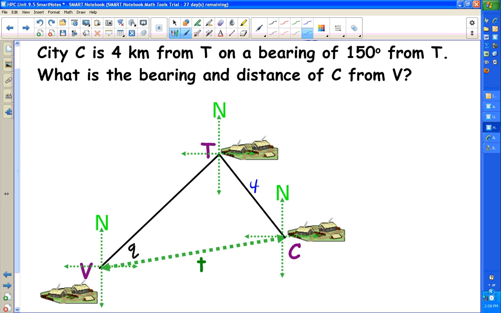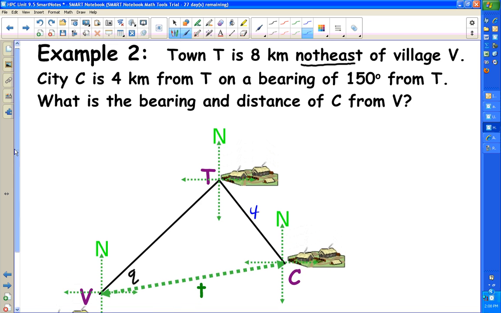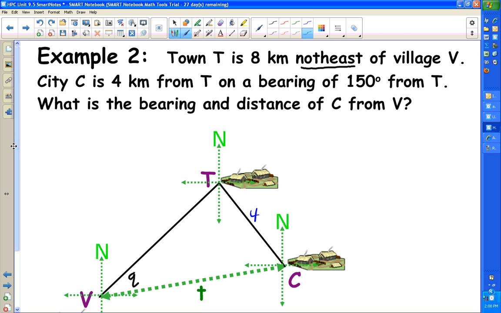What else did we give you in the problem? 8. 8 from T to B. Now it says city C is 4 kilometers from T on a bearing of 150 degrees. So from T to C is a 150-degree bearing.